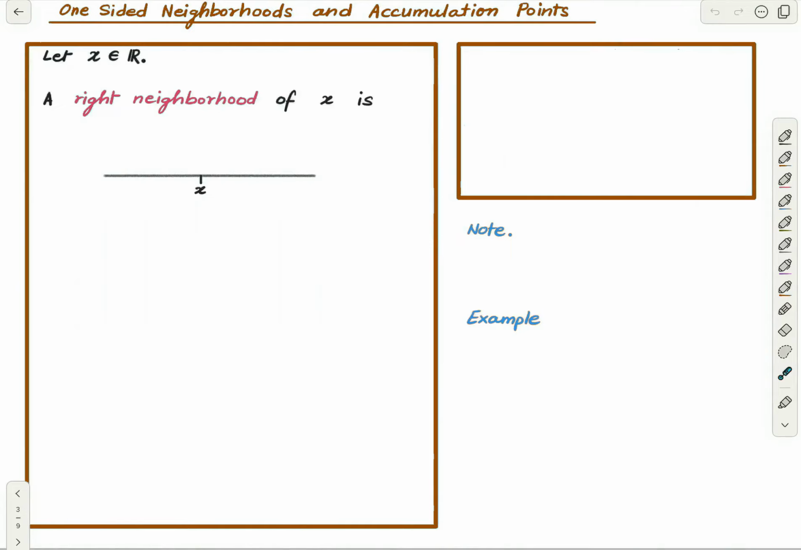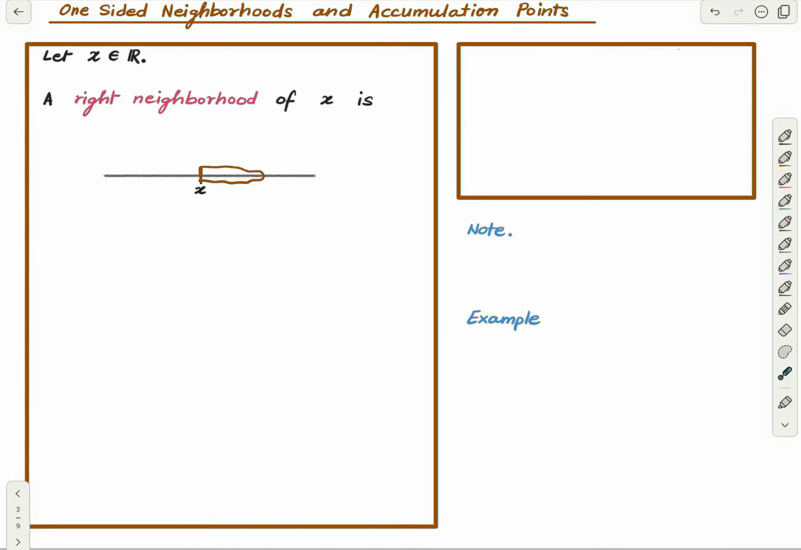So we will define one-sided neighborhoods and one-sided accumulation points. And then we will define what is meant by one-sided limit. And then see examples, or at least a class of examples. So fix a point x in R. Then a right neighborhood of x is, you can guess, but let me first explain via picture. A right neighborhood of x is any set of this form. It contains x, it doesn't contain anything towards the left, and apart from this discrepancy, it is like an open set.